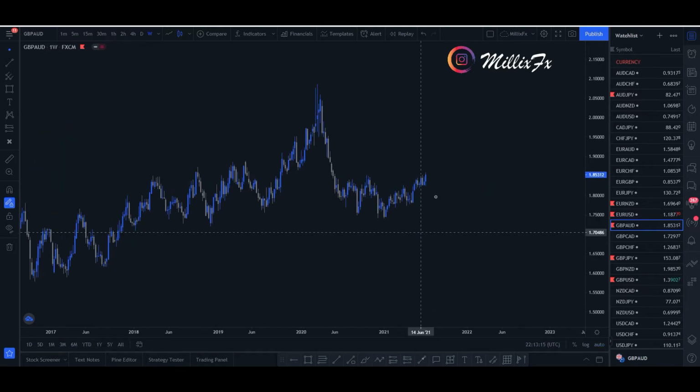I am in an uptrend. I'm clearly in an uptrend because you can see price has created this low, broken, created another low right here, then broke this high, and you can see price creating a series of higher highs and higher lows.